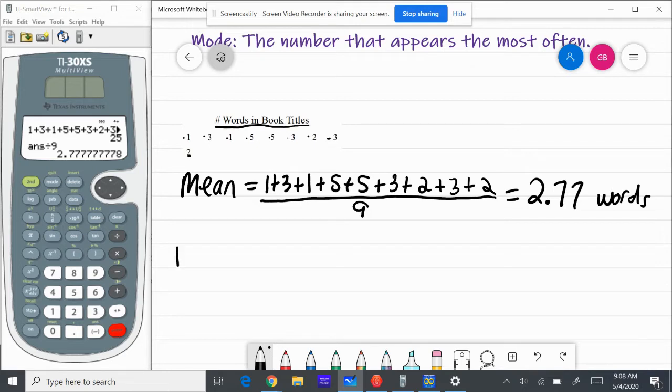The median is the number in the middle, but first you need to arrange the numbers in order from least to greatest. Okay, so the smallest number is 1, and there's 2 ones, and then we have 2 twos, and then we have 3 threes, and finally 2 fives.